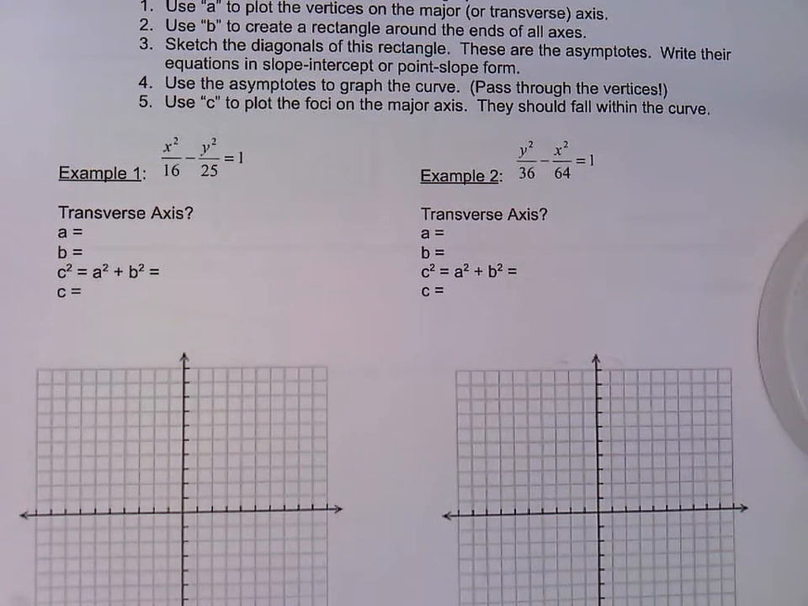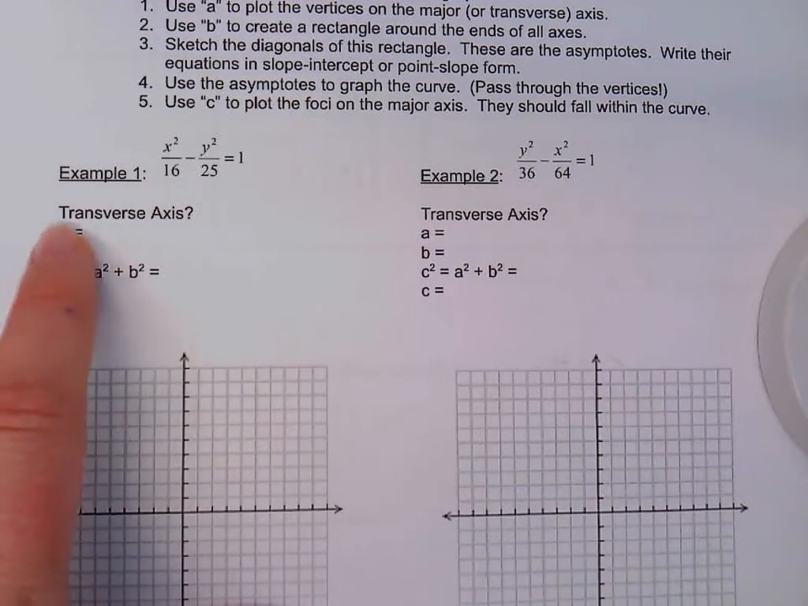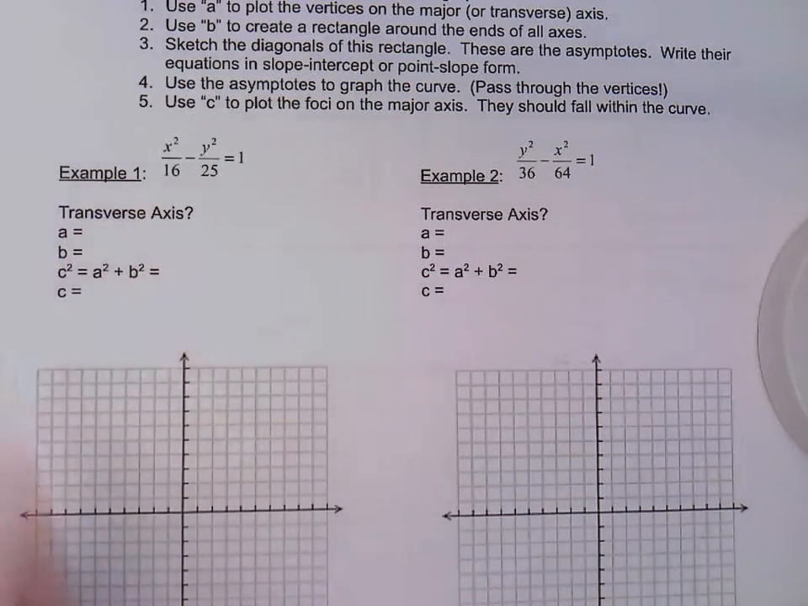Major was always longer, major meaning bigger, major and minor. Now we're talking about the transverse axis, and then there's a conjugate axis. They changed the name because the transverse is kind of like the major axis. It's more important, but it's not always the longer axis.